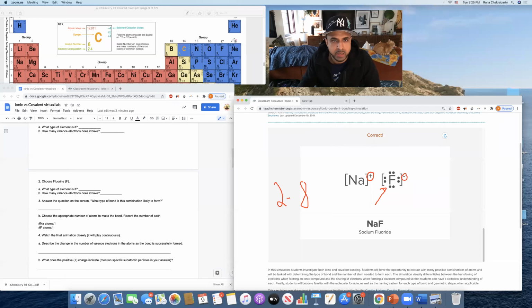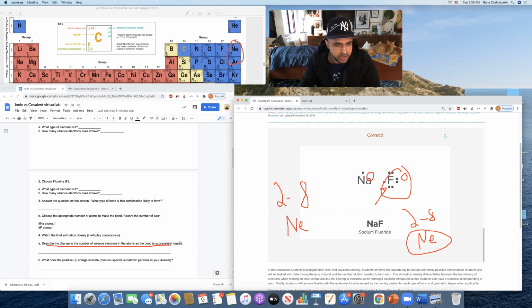Sodium is 2-8. Remember, they all want to be like noble gases. So sodium is like a noble gas. And now fluorine is not 2-7. After it gains a negative electron, it's also 2-8. So that is why it looks like neon, because it gained an electron. Describe the change. I just said that. So sodium loses 1 and fluorine gains 1. And if you don't want to memorize that, just look at the oxidation state. If you see +1, it's always losing one when it bonds. If you see -1, it always gains one electron when it bonds.